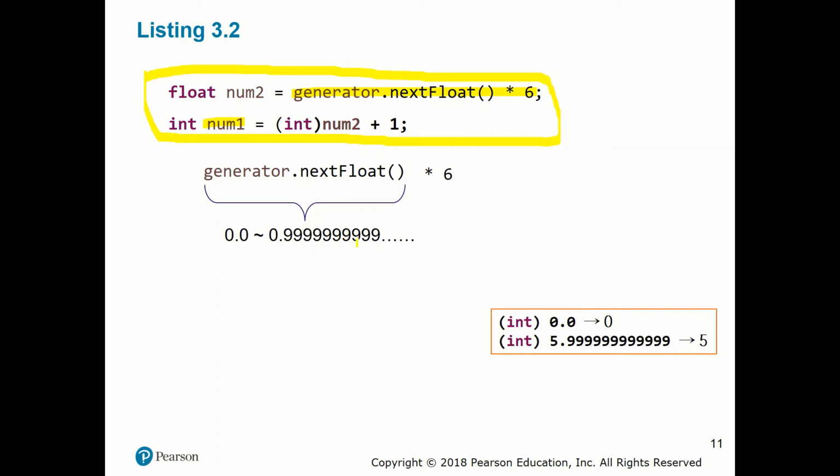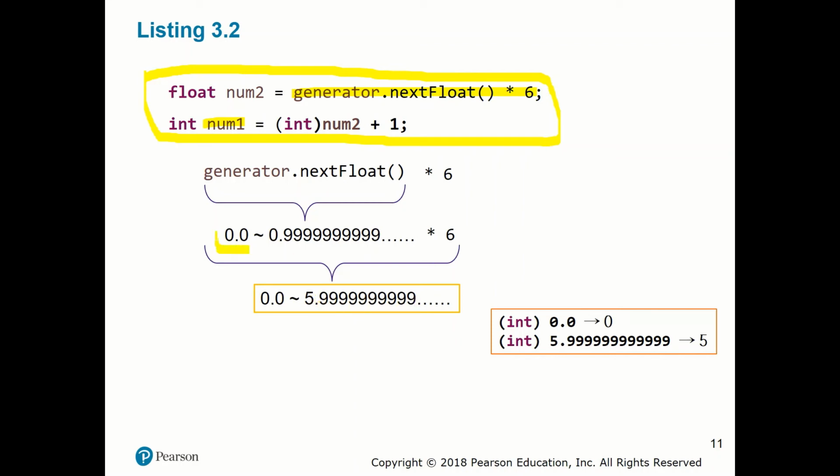And then I will multiply by 6, then it will give 0.0 to 5.9999, something like that, because 0.0 times 6 is 0.0. And this is just less than 1. If you multiply this number by 6, then we will have a number smaller than 6. So I write like this. This is num2. Num2 can be between these.